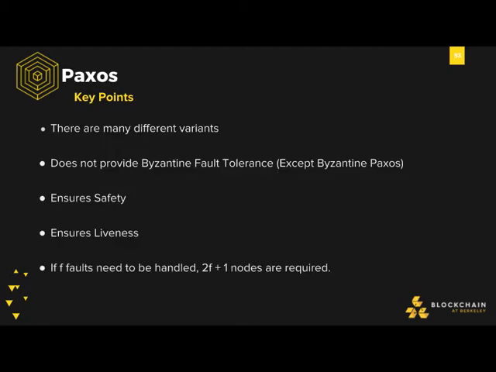And then there's another system that's commonly used, though it's not Byzantine fault tolerant. It's called Paxos. We have a ton of different types of Paxos. In general, the main type of Paxos ensures safety and liveness, and it only handles halts. The faults it handles are a faulty node just not doing anything. And so it needs 2f+1 nodes in total.